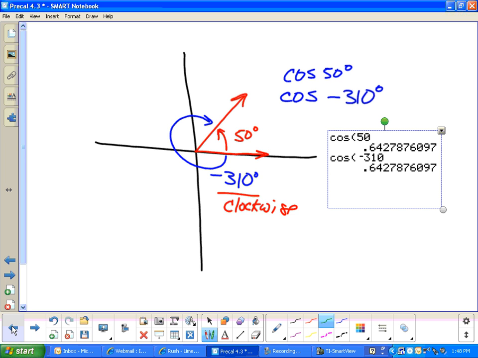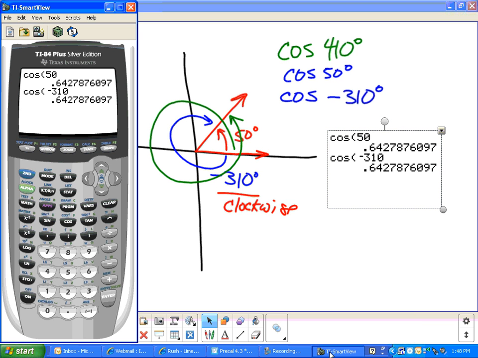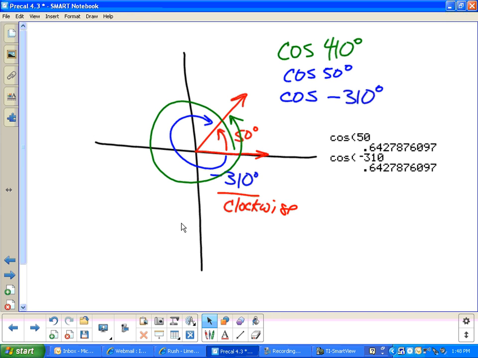I could also go around the circle one whole time, that's 360 degrees, and continue on another 50 degrees, and end up with 360 plus 50, or 410 degrees, and that would also be coterminal with a 50-degree angle. And if you check out the calculator and I say, well, what's the cosine of 410 degrees? It's the same value yet again. That's the idea of coterminal.